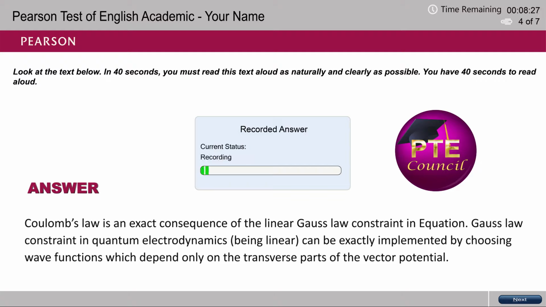Coulomb's law is an exact consequence of the linear Gauss law constraint in equation. Gauss law constraint in quantum electrodynamics, being linear, can be exactly implemented by choosing wave functions which depend only on the transverse parts of the vector potential.